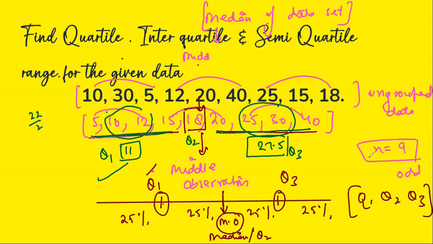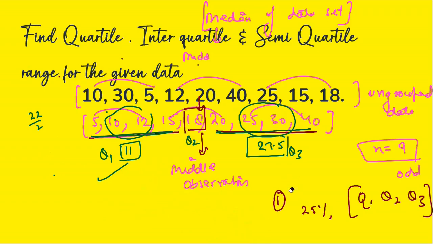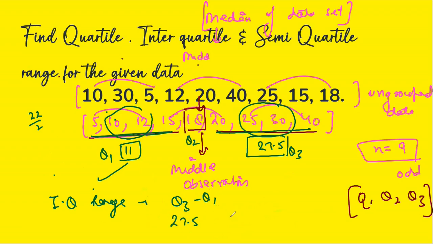Now let's talk about the interquartile range. So this is the quartile, Q1, Q2, Q3, we get to know. Now, what about the interquartile range? There is a formula for it. I am just removing this because I have already found the values of Q1, Q2, Q3, so I will directly find the interquartile range. IQR is very easy. It's Q3 minus Q1. Q3 is 27.5 and Q1 is 11. We just subtract and it gives me 16.5. So 16.5 is the IQR, the interquartile range.